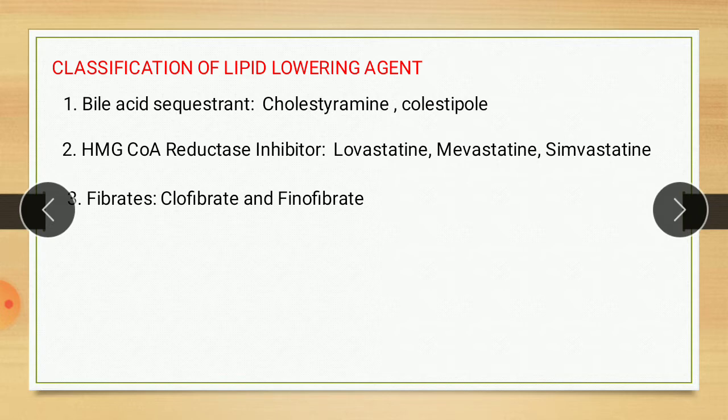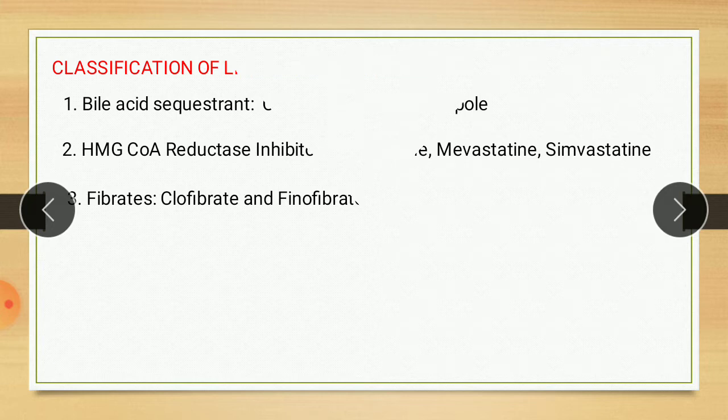So there are three classes of lipid lowering agents, but in this video we will cover only the second class, that is HMG-CoA reductase inhibitors. The remaining two, bile acid sequestrants and fibrates, we will cover in lecture 3 of lipid lowering agents. So now let us start.